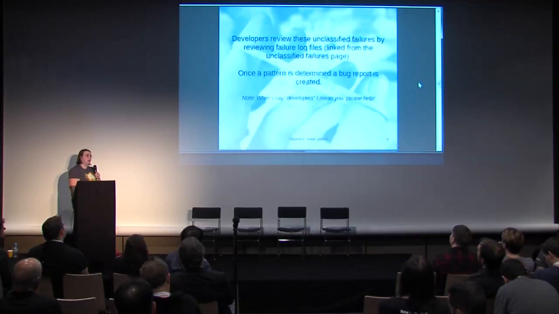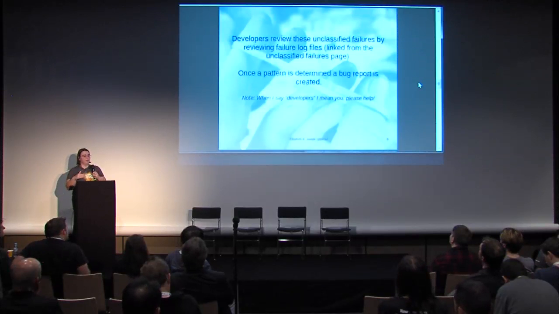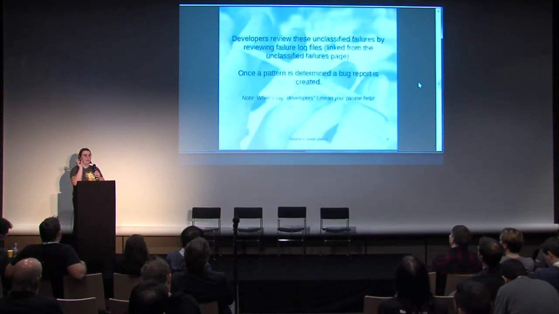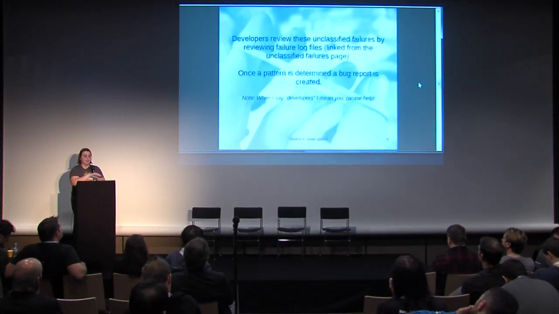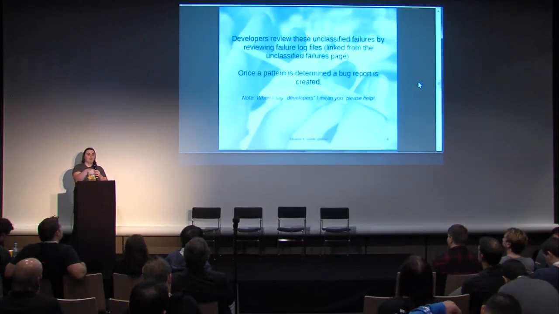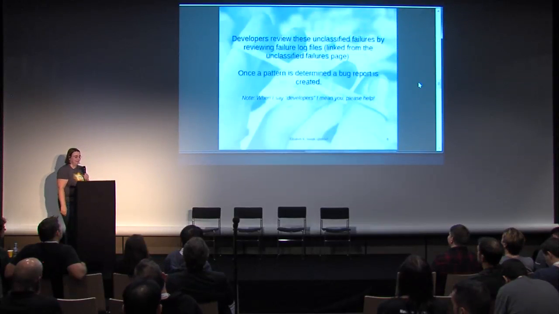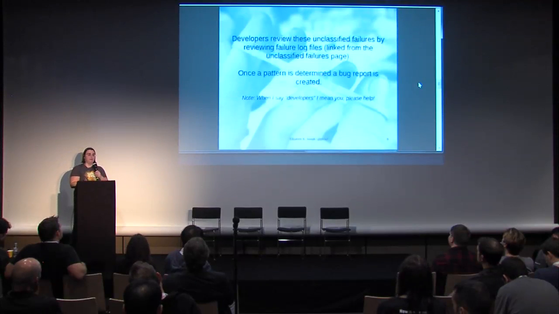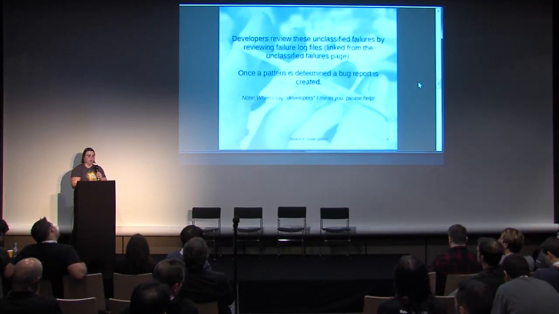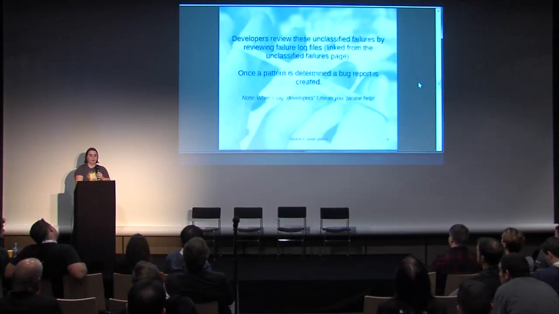So a developer comes along and looks at this uncategorized list and says, hey, this test is failing a lot, and these are all the reasons it's failing. So what they do is they dig into those reviews, and they find out which ones of them are failing in the same exact way. And by developers, I mean you, because we need more people working on this, and that's why I'm here talking about it. So once a developer finds a pattern that all these reviews have been hitting, they create a bug report and link to the appropriate reviews.